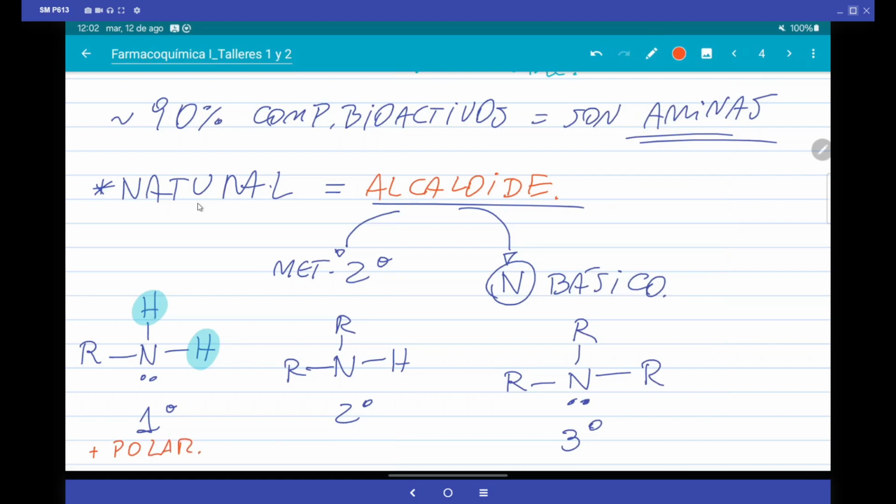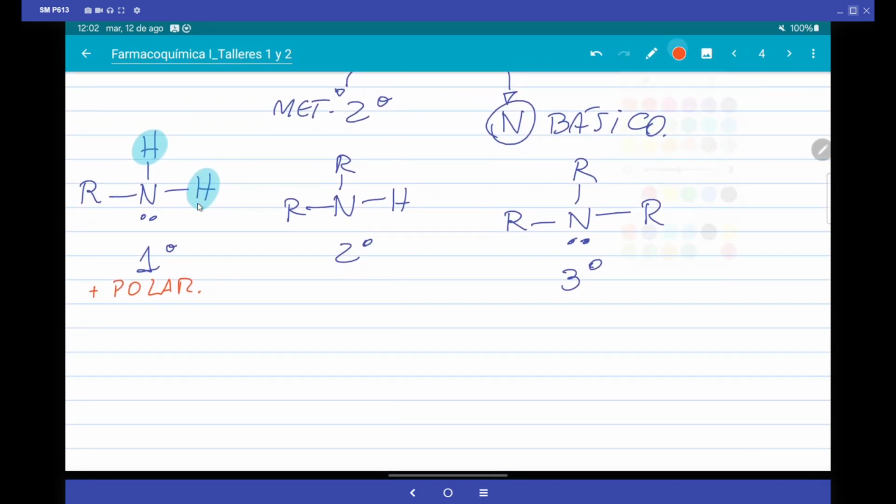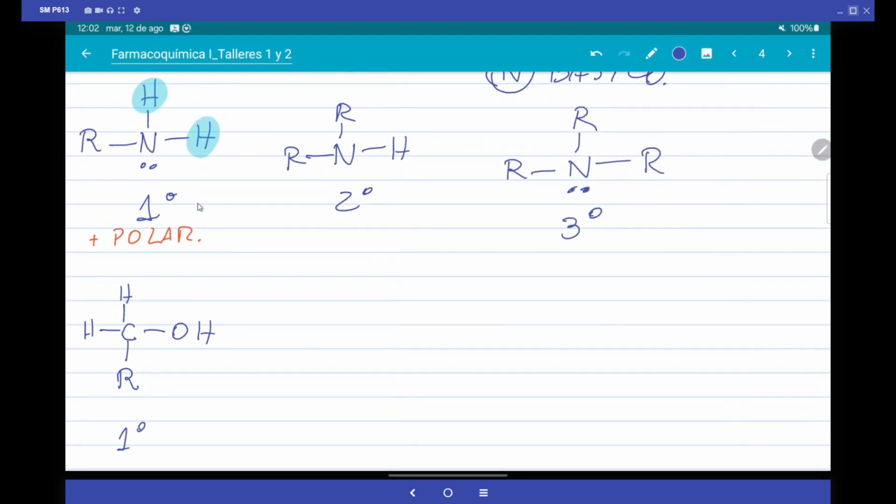Do not confuse this classification with that of alcohols. When one has a primary alcohol, one has this. This is primary. A secondary alcohol. The alcohol will always be the same. It is the carbon that is changing, the carbon that has the alcohol. And a tertiary alcohol is joined to a carbon that does not have hydrogen.